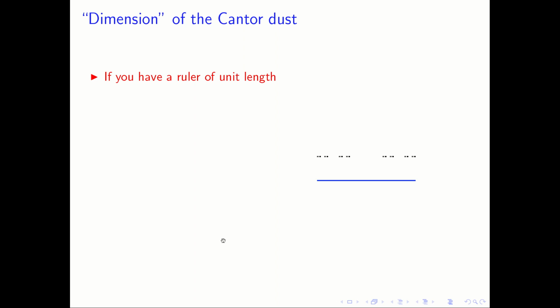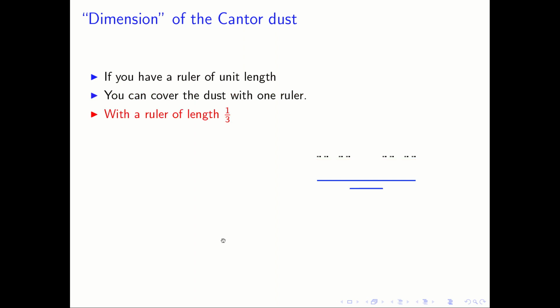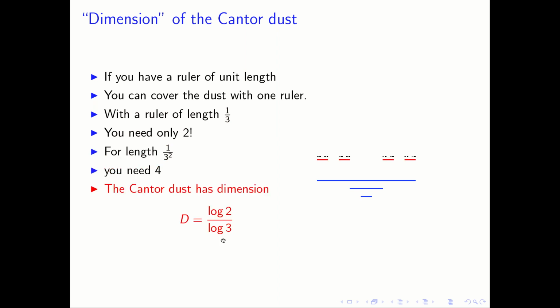Okay, what is the dimension of the Cantor dust? Well, again, think of how long a ruler you must have to cover it. Of course, if you have a ruler of 1 unit long, one of them will cover the entire dust. But if the ruler length was 1/3, you will not need 3 rulers to cover it, you need only 2. If it was 1/3 square, you will need only 4, and so on.